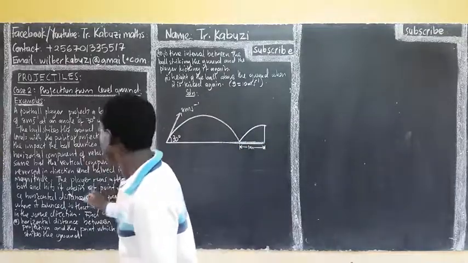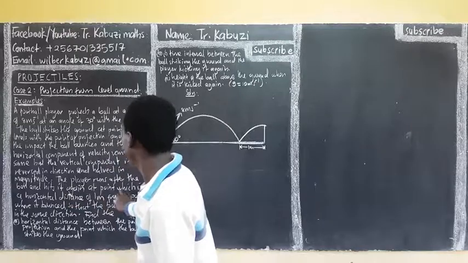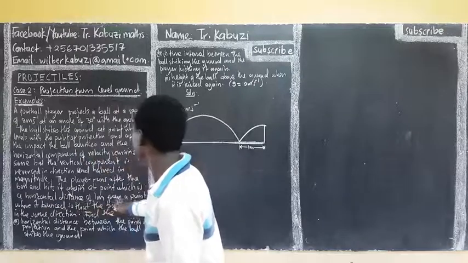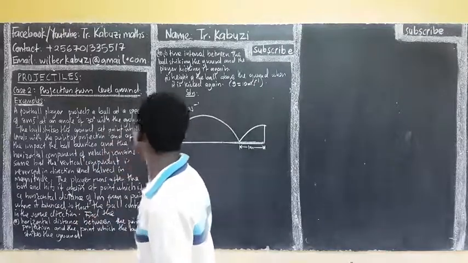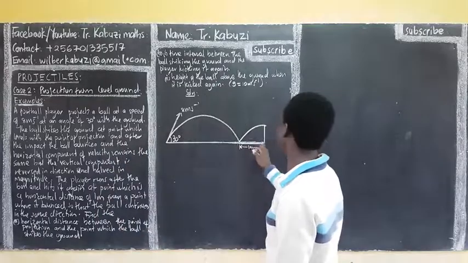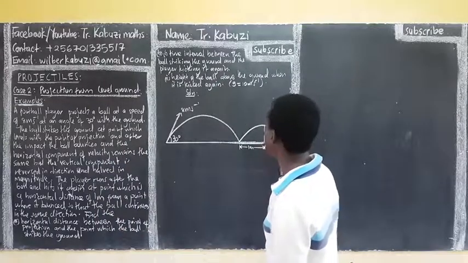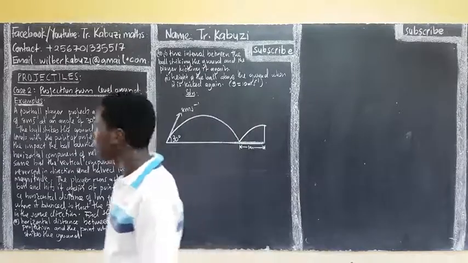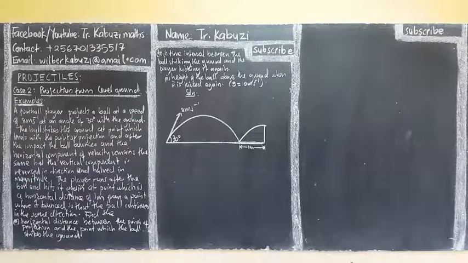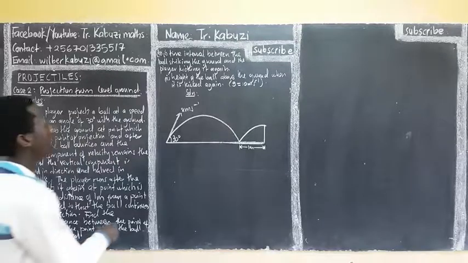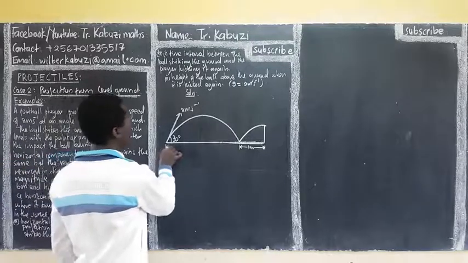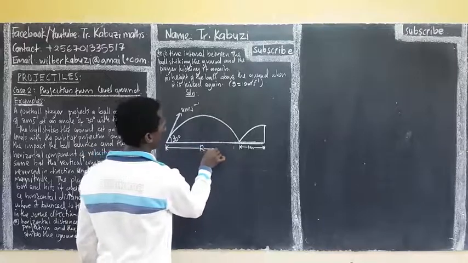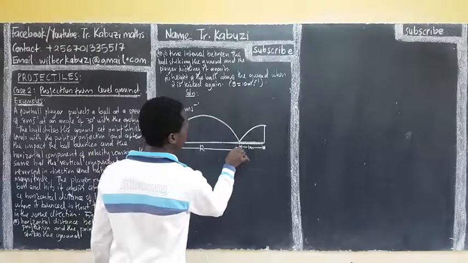The player runs after the ball and hits it again at a point which is a horizontal distance of 1 meter from the point where it bounced, so that the ball continues in that direction. So it's going to come back and hit it again there, so that it continues in that direction. Now, from there, what are we having? They're asking us the horizontal distance between the point of projection and the point where the ball is hit. In simple terms, they're asking for the range, this range.